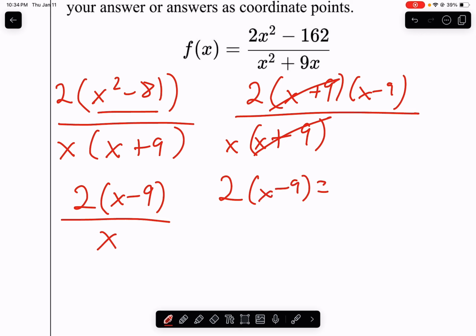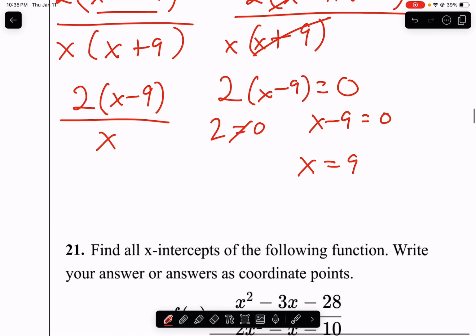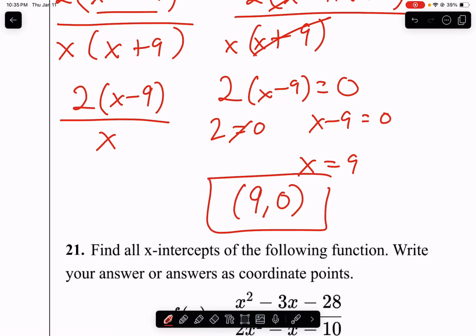Now, you can't make 2 equal to 0, right? If it was a 2x, you could, but a 2 you can't do anything with. But we can make this equal to 0, and we get that x equals 9. So we are going to have an x-intercept at (9, 0).